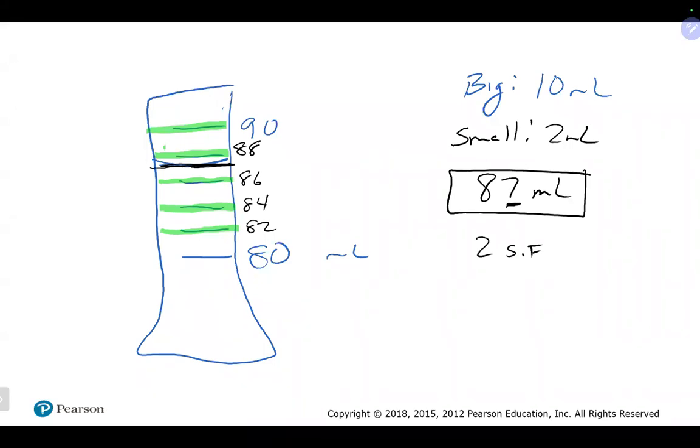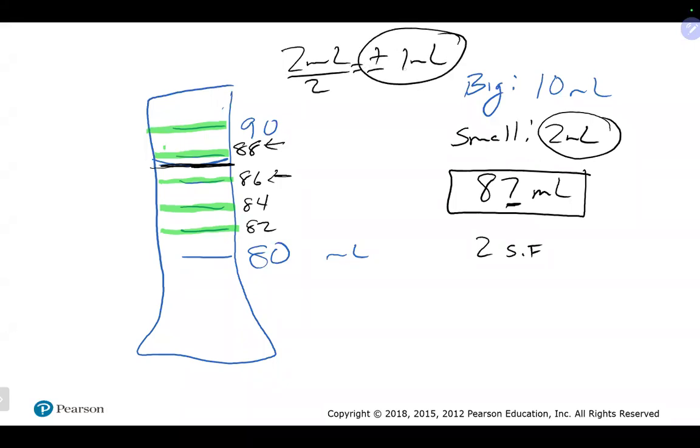And that is because between 86 and 88, there's not enough room for you to go 86 starts and ends here, and 87 begins and ends here. There's not enough room to figure all that out. So the best that you could do is take it to the ones place. I could confirm that by taking my smallest markings once again and dividing by 2, which tells me plus or minus 1 milliliter is basically where I could take that to.